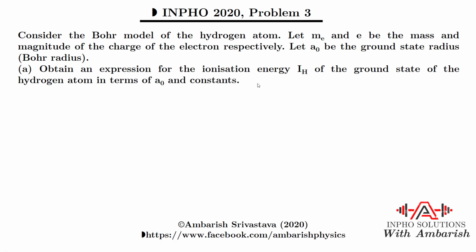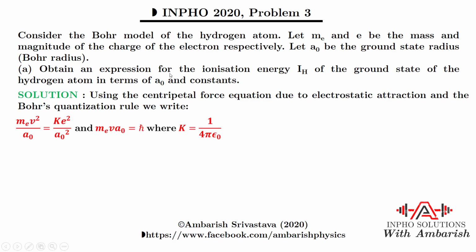We write the equations of angular momentum and we write the equation for centripetal force due to electrostatic attraction. So very simple equations. m v squared by a0, let's say a0 is the Bohr radius, is equal to k e squared upon a0 squared, where k is 1 by 4 pi epsilon naught. So that's the centripetal force provided by electrostatic attraction.